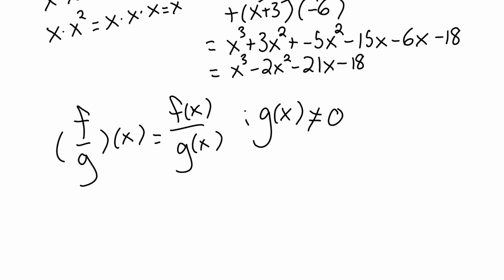So f of x here was x plus 3. G of x is x squared minus 5x minus 6.